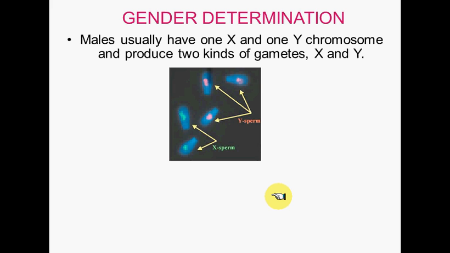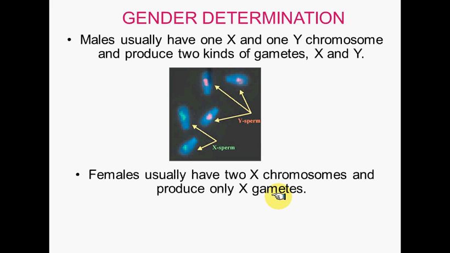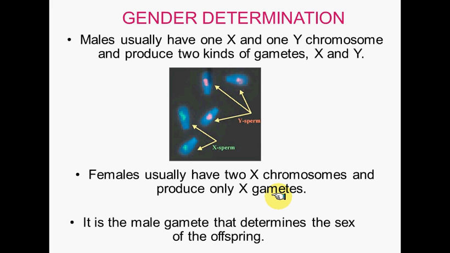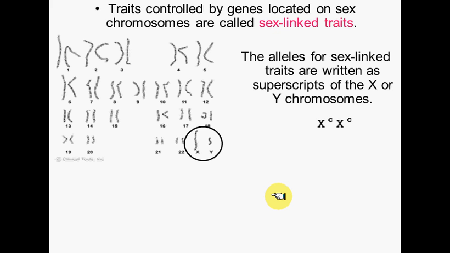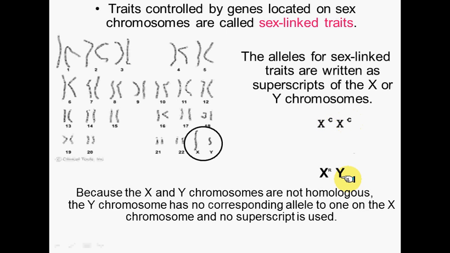Traits controlled by genes located on sex chromosomes are called sex-linked traits. The alleles for sex-linked traits are written as superscripts of the X or Y chromosomes. So you see right here you have X and X. These little C's, those are the actual alleles. Because the X and Y chromosomes are not homologous, the Y chromosome has no corresponding allele to one on the X chromosome, and no superscript is used. So here you have a superscript next to the X, but here there's no superscript, and that's because you see how short this little Y one is? It doesn't have all these genes that the X has, so it's not going to have a corresponding gene.